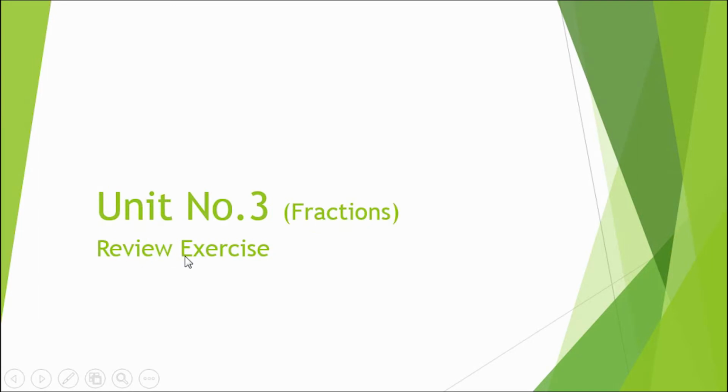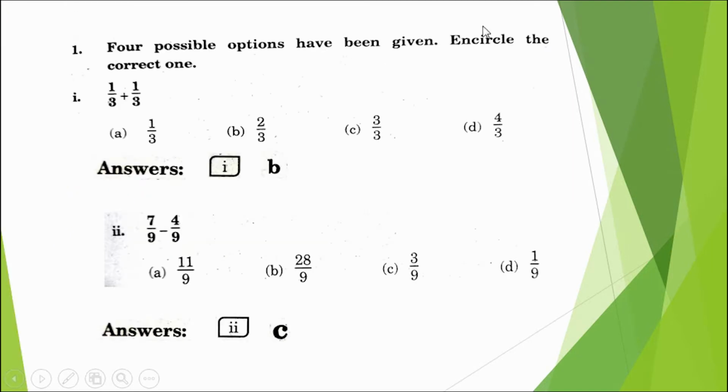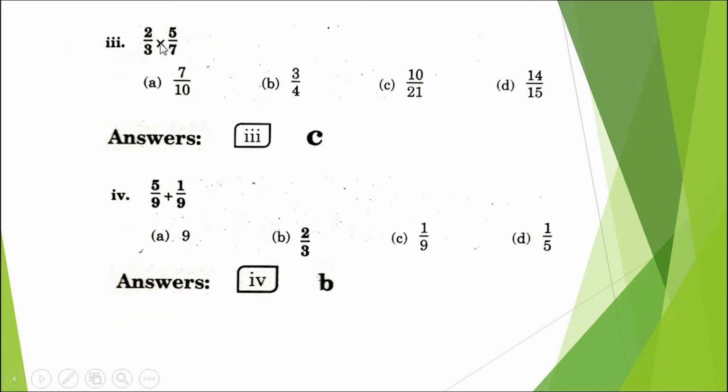Today our topic is unit number 3, fractions review exercise. Four possible options have been given, encircle the correct one. 1 over 3 plus 1 over 3, denominator same, LCM will be 3, 1 plus 1, 2 over 3 will be answer. 7 over 9 minus 4 over 9, 9 same, 9 LCM denominator will be 9 and 7 minus 4 will be 3. The answer will be 3 over 9.